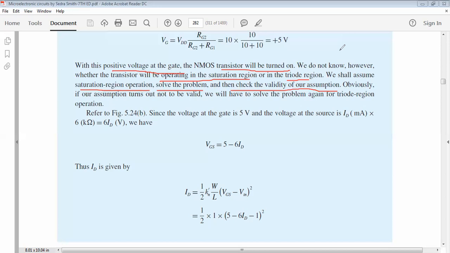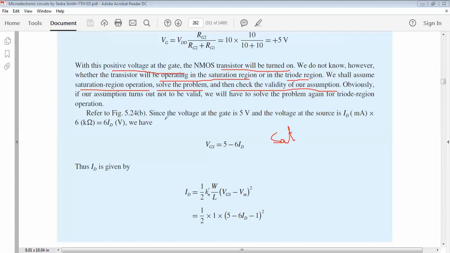First of all, we assume that the device is in saturation. Then we verify the saturation condition. If it is satisfied, okay. Otherwise, the transistor operates in non-saturation, and again we have to find the non-saturation current. Initially, let us assume that the MOSFET is operated in the saturation region.